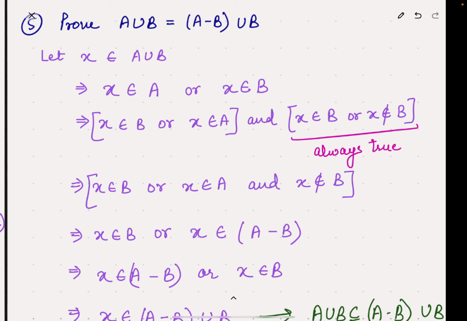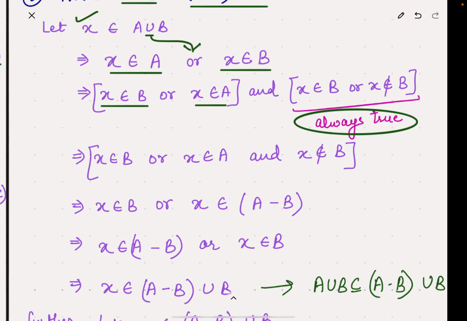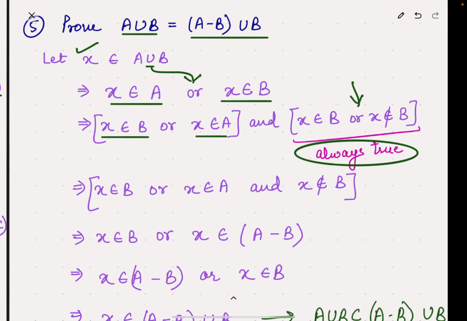Let's see another example. Here we need to prove A union B equals A minus B union B. Again, the first step will be X belongs to the LHS. For union, we will replace it using OR. Again, X belongs to A or X belongs to B. We can write X belongs to B or X belongs to A, and just add the condition where X belongs to B or X does not belong to B. This bracket always remains true because one of the conditions always exists. Either X belongs to some set or X does not belong to that set. So here why we take this condition, because we need to take union with B.